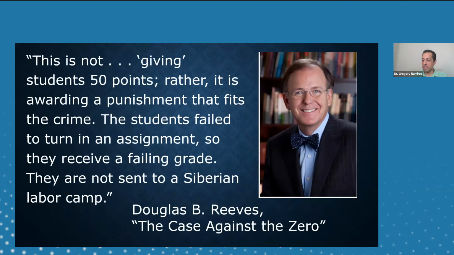It would in fact be this gentleman right here who, in the case against the 0, makes the point of saying, hey, doing the 50 or half credit approach, that's not giving students 50 points. Rather, it is awarding a punishment that fits the crime. The students failed to turn in an assignment, so they receive a failing grade. They are not sent to a Siberian labor camp, according to Douglas B. Reeves. So I think the idea as well is also maybe making the concession that the student might have actually turned in quality work if they had actually bothered to turn it in.